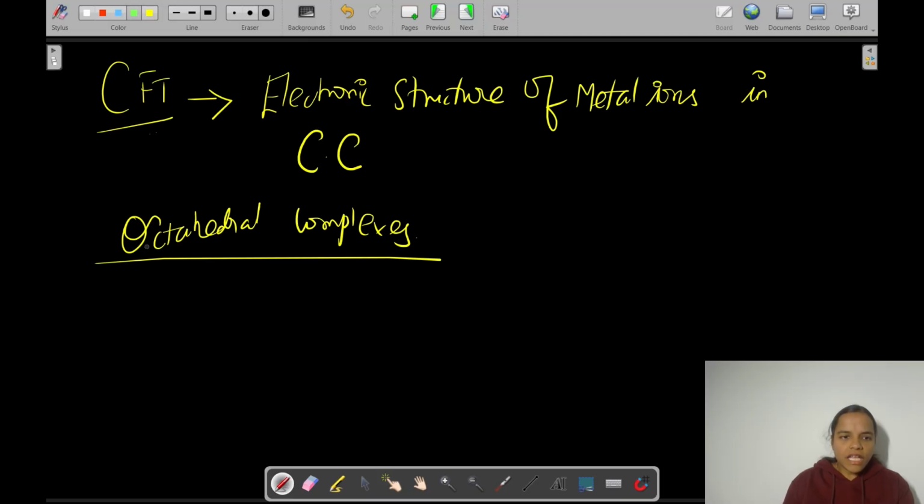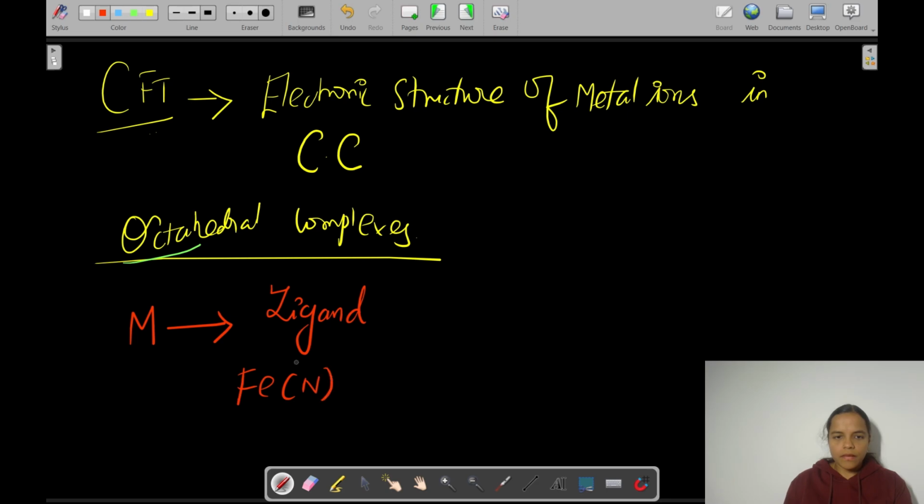And from the name octahedral, we see that the metal ion is interacting with the ligands, six ligands, for example, Fe(CN)6. This is an example that we see for an octahedral complex.